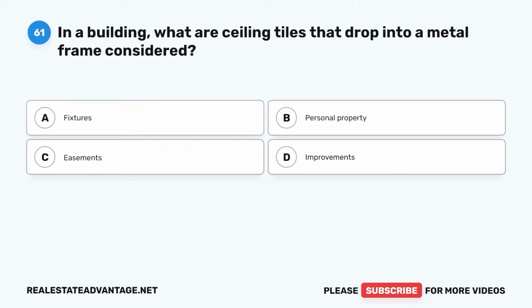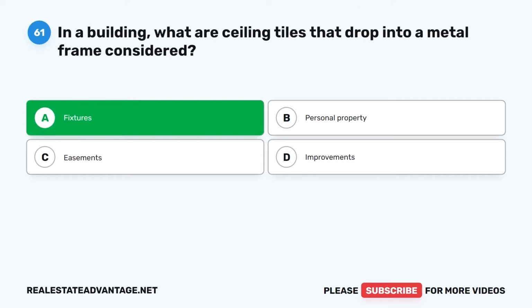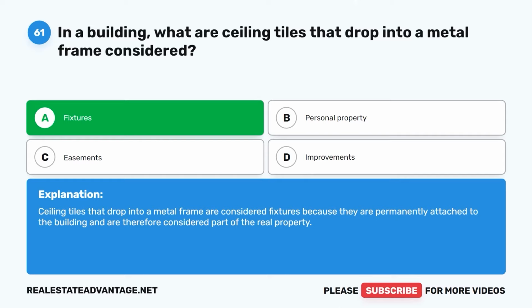Question 61. In a building, what are ceiling tiles that drop into a metal frame considered? A. Fixtures. B. Personal property. C. Easements. D. Improvements. The correct answer is A. Fixtures. Ceiling tiles that drop into a metal frame are considered fixtures because they are permanently attached to the building and are therefore considered part of the real property.